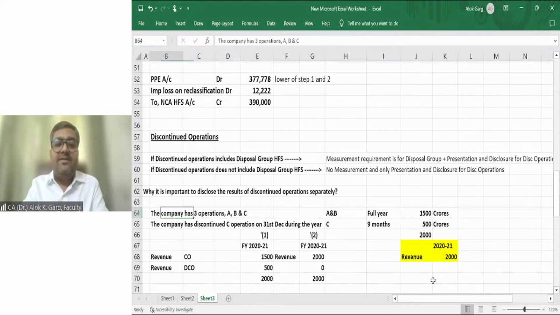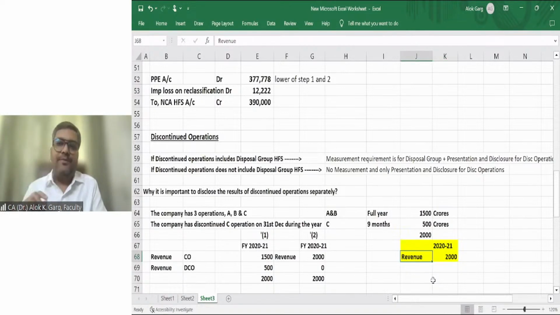The company has discontinued operation C. It discontinued the manufacturing and trading of product C on 31st December during the year. So product C was sold only for 9 months, and the revenue earned was 500 crores. The total revenue the company earned in 2020-21 was 2000 crores.